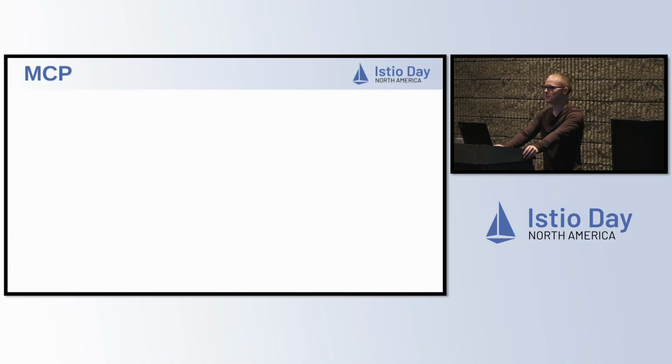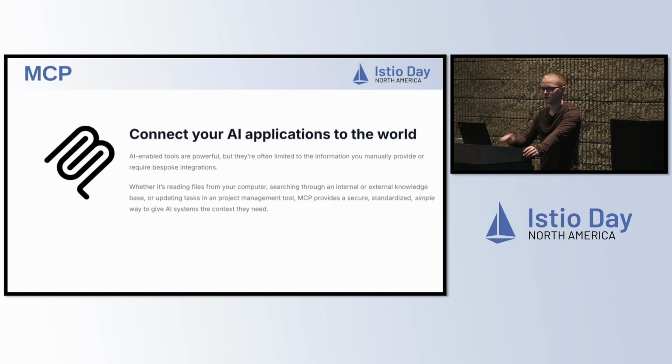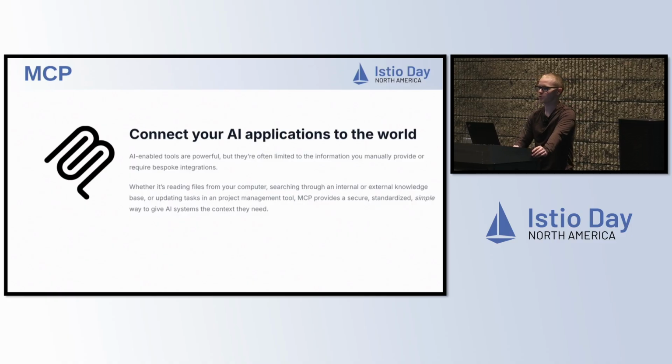All right, next up is MCP, or Model Context Protocol. If you haven't heard of this, I promise you'll be sick of hearing about it by this time tomorrow. This is the most hyped thing at this conference and in the industry right now. Basically what it is, in their own words, is a way to connect your AI applications to the world.